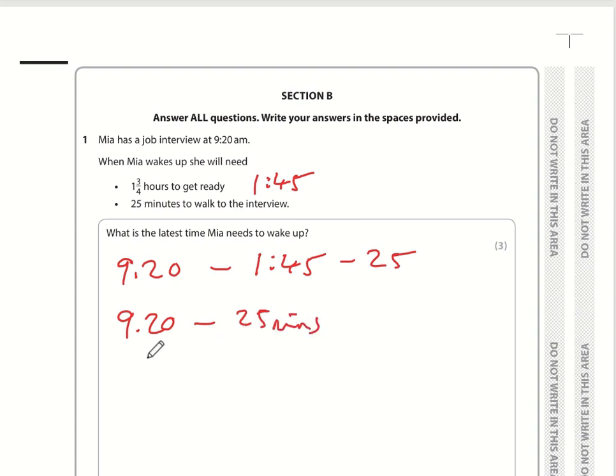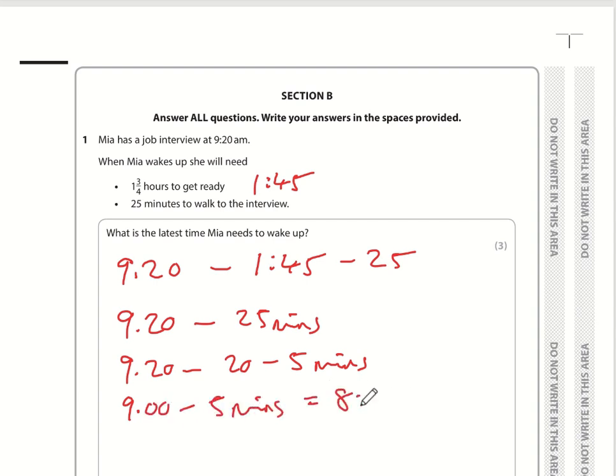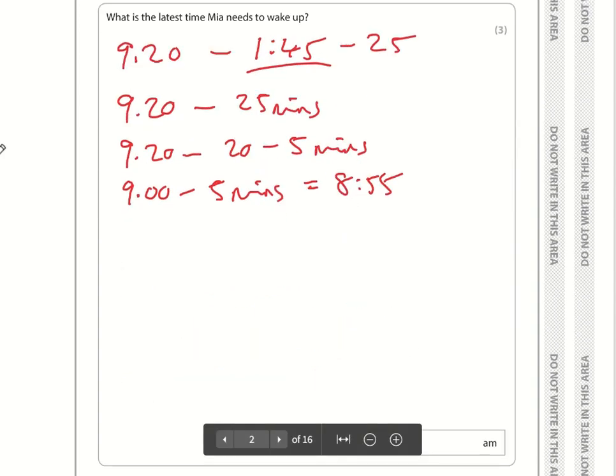So remember that 25 minutes is 20 minutes and 5 minutes. So if I take off the 20, that takes me to 9. So 9, take away 5 minutes, which takes me to 8:55 in the morning. Now I just need to take away the 1 hour 45.